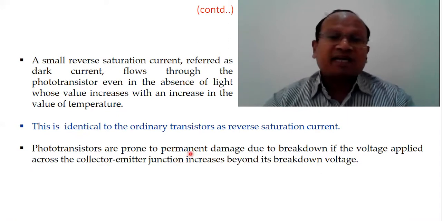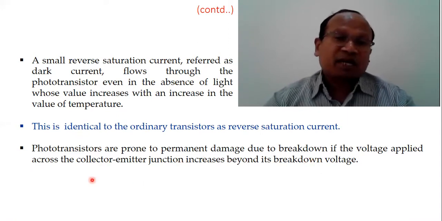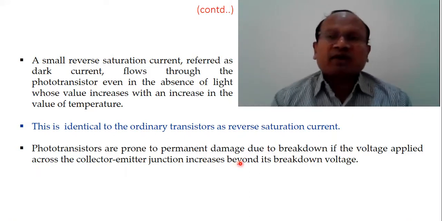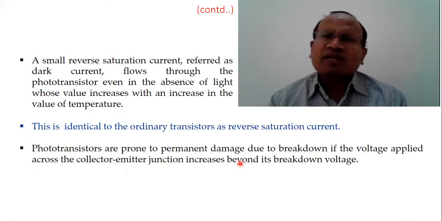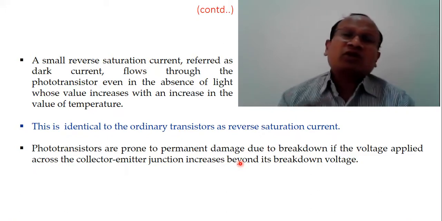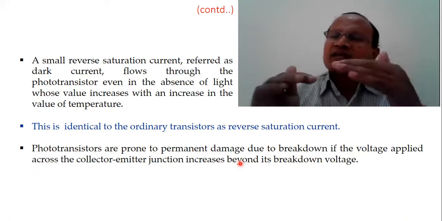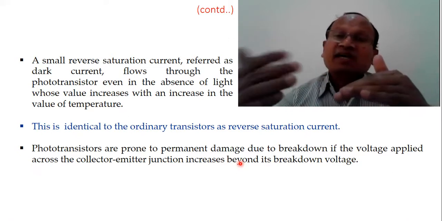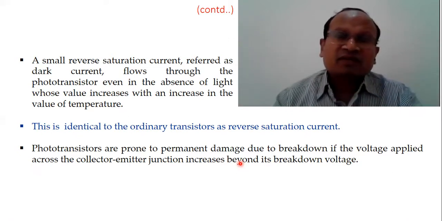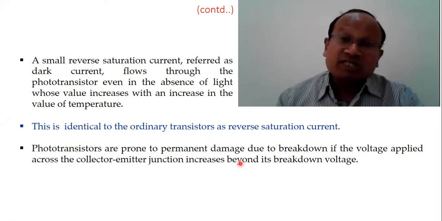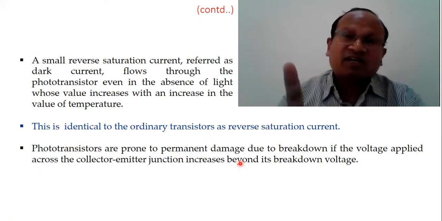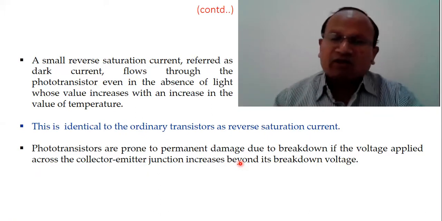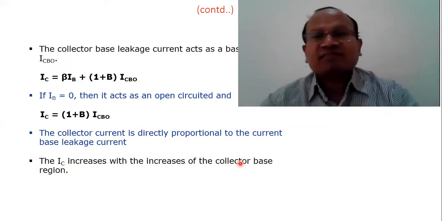Phototransistors are prone to permanent damage due to breakdown, if the voltage applied across the collector emitter junction increases beyond the breakdown voltage. This is true in an ordinary transistor as well. When you cross the breakdown voltage, because after a certain time it gets saturated, and after that it attains maximum current, and beyond that you cannot get more than that current. But if you still try to increase the voltage, there will be breakdown, and then the transistor will get damaged. In a similar manner, here also that breakdown situation arises.